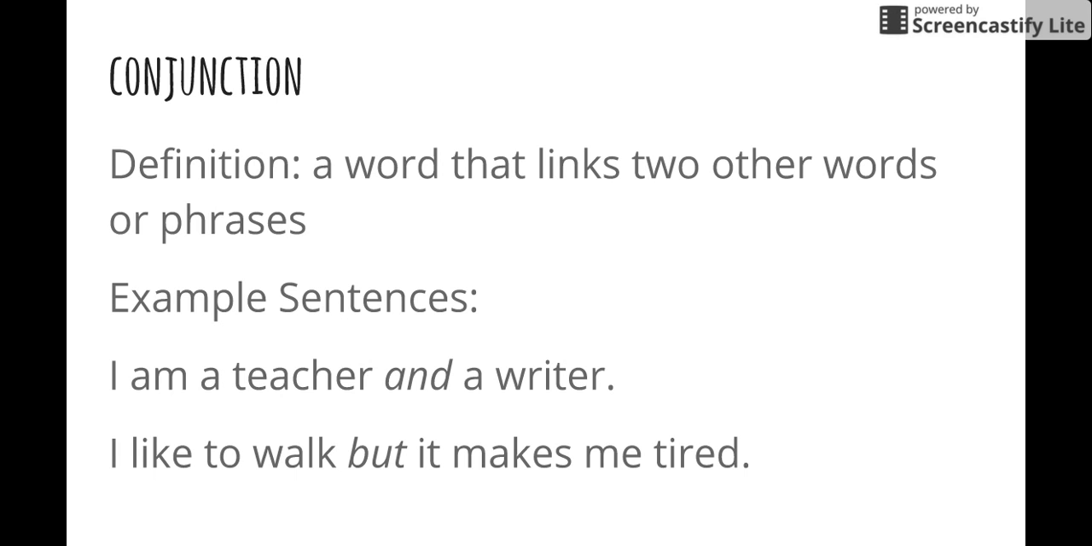A conjunction is a word that links two other words or phrases. So for our examples here, I am a teacher and a writer. I like to walk, but it makes me tired. There's a lot of conjunctions that we can use, and they're very helpful for attaching multiple phrases and multiple words together.